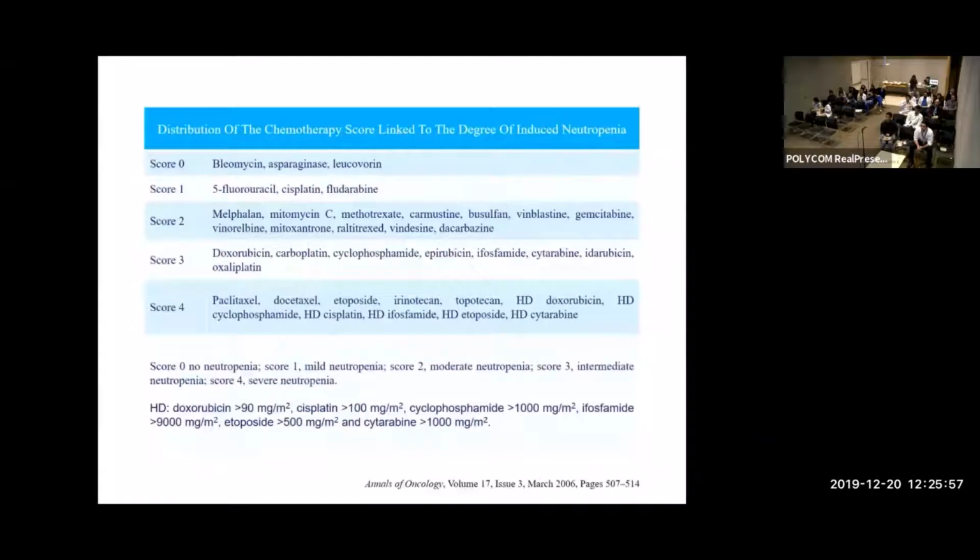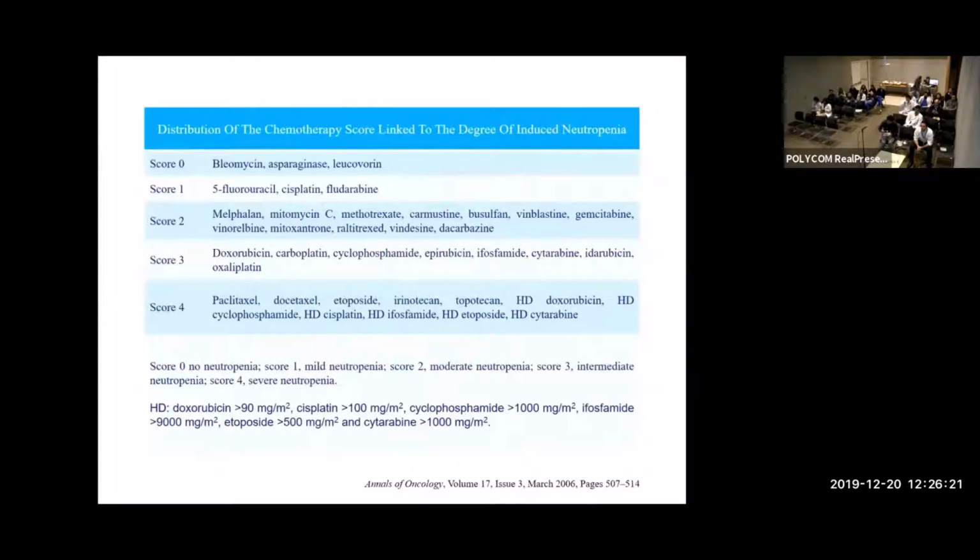Here is a table with the distribution of the chemotherapy score linked to the degree of induced neutropenia. I think it is very important, especially here at Mount Sinai West, where we're now dealing with so many cancer patients, that we are familiar with the degree of neutropenia of the regimens these patients are exposed to, and the implications of neutropenia.